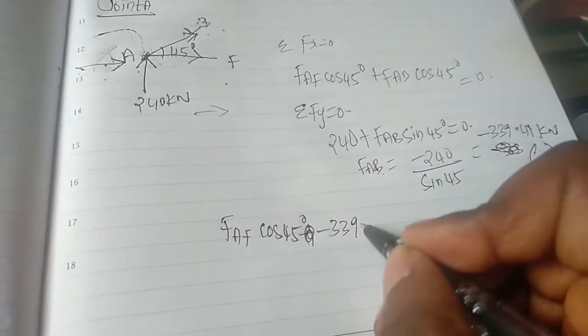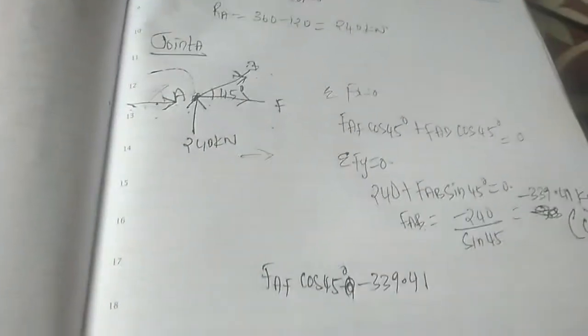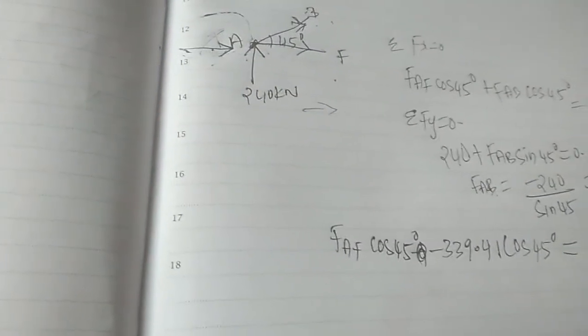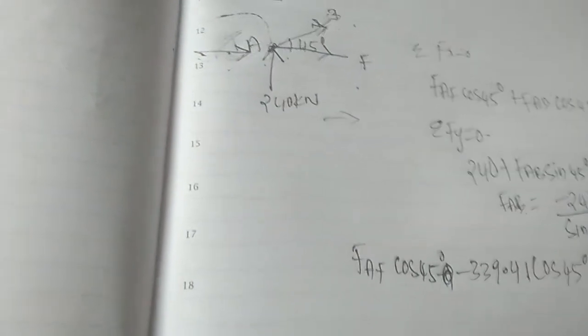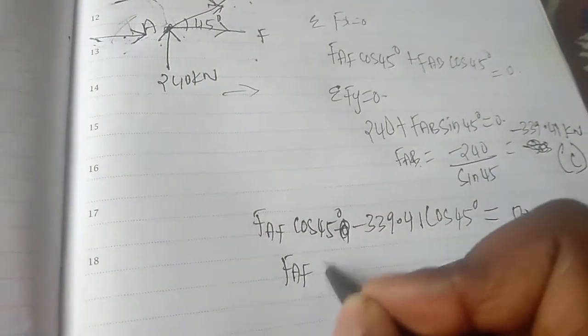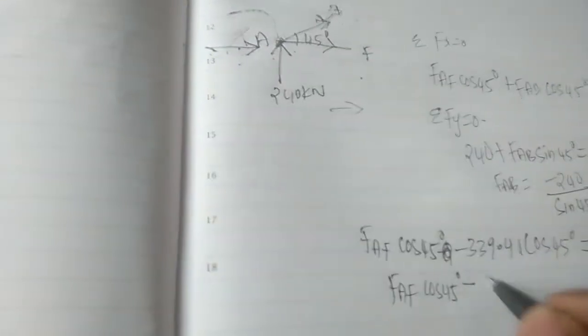Next one, you have to take this minus 339.41, substitute FAB in this equation. So FAF cos 45 degree plus, that is what, minus 339.41 cos 45 degree is equal to 0. So 339.41 cos 45 is 239.99. So FAF cos 45 degree minus 239.99 is equal to 0.